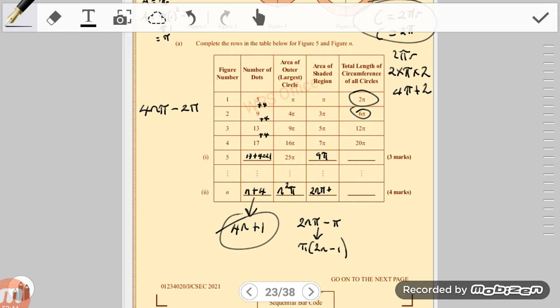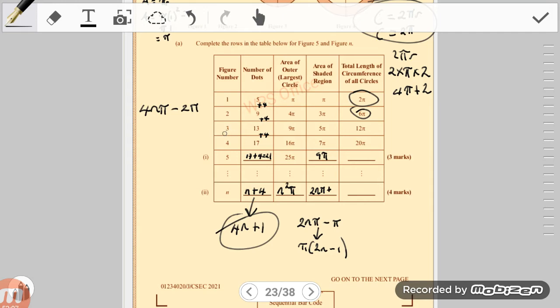I'm proposing that that's my formula. Alright? Now this formula should work for figure 2, figure 3, figure 4. So let's see. Let's implement 2 here. 4 times n. In this case we're using 2 as n, so 4 times 2 is 8. So that's 8 pi minus 2 pi, which gives me 6 pi. So it works for figure 2.